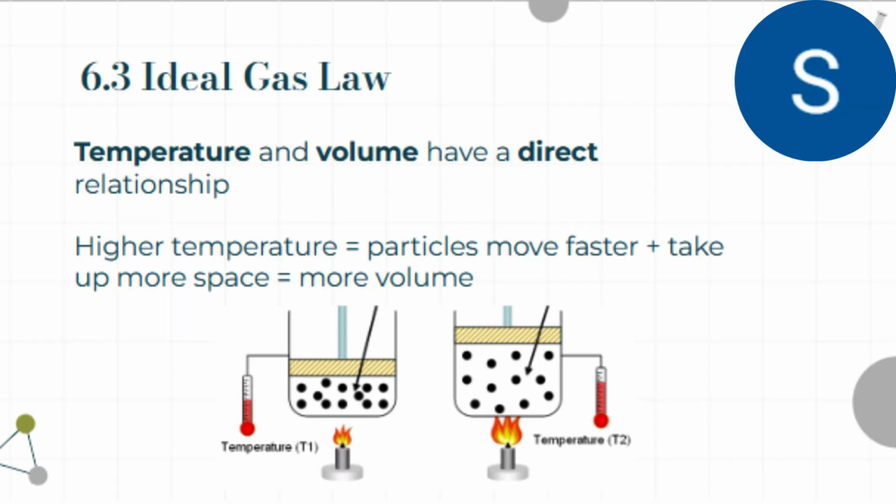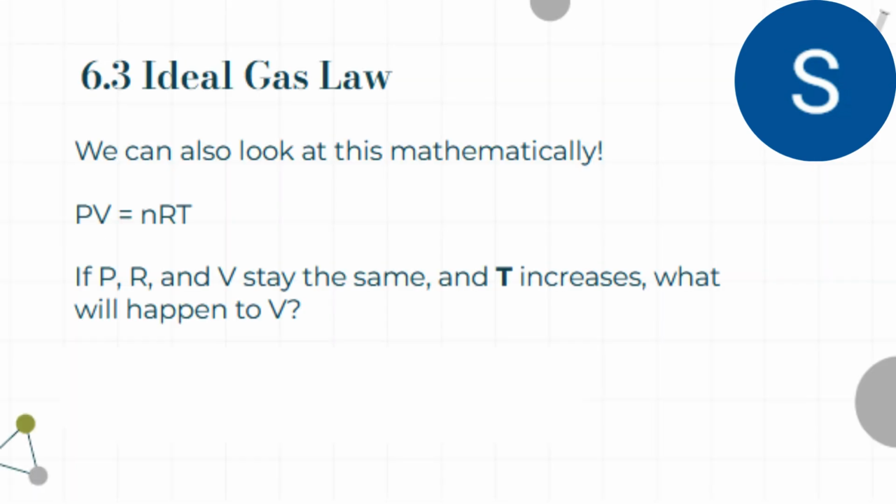And lastly, temperature and volume have a direct relationship. This is because the higher the temperature of the gas, the faster the particles move and the more space they take up. Because of this, the volume increases, and the same would go for the other way around. If the volume were to decrease, then the temperature would decrease. And lastly, looking at the equation PV equals nRT, if P, R, and V stay the same and T increases, what will happen to V?